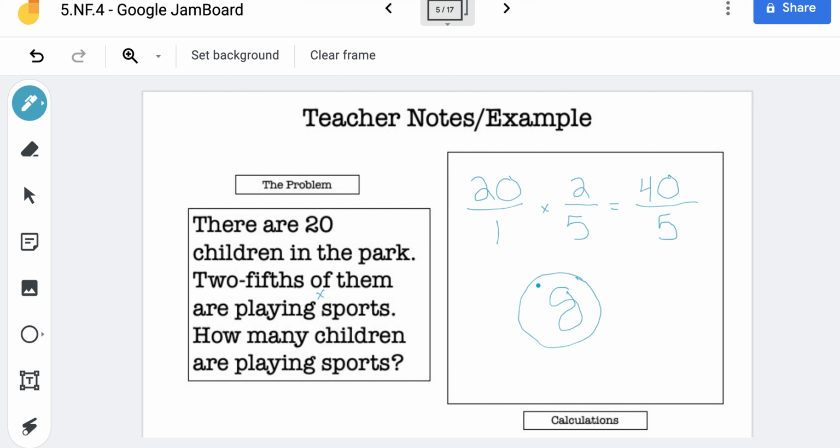So hopefully you have a little better understanding about how to multiply fractions. Good luck with the rest of the problems.